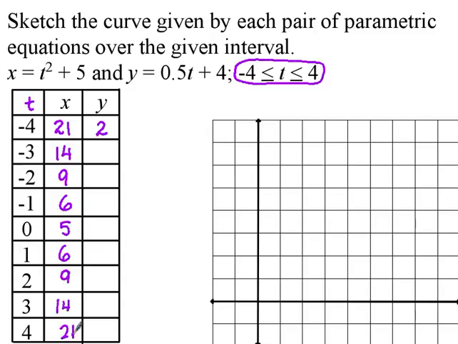Let's go ahead and look at the next one. If I plug in -3 into my y equation, what do you get? 2.5, good. If you plug in -2, what do you get? 3. If you plug in -1, 3.5. If you plug in 0, if you plug in 1. So you see the pattern, what's going to happen here?